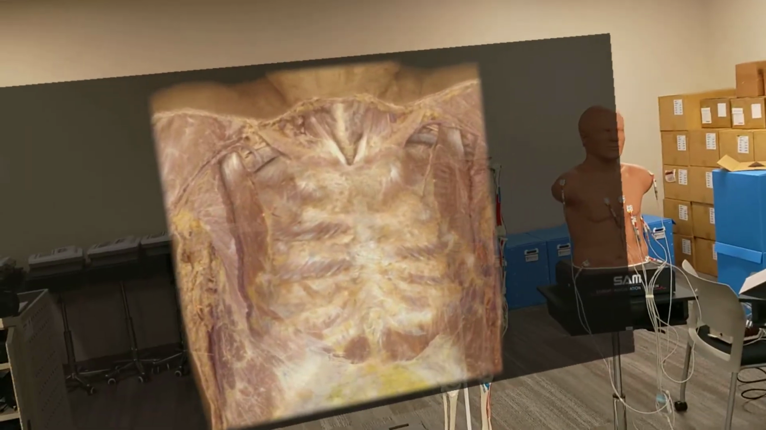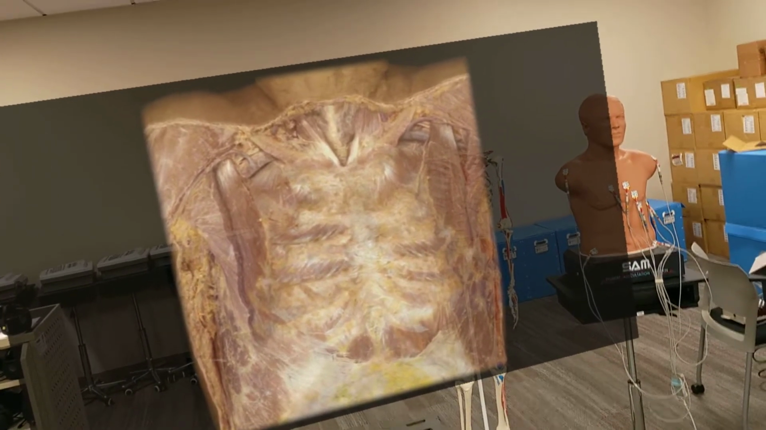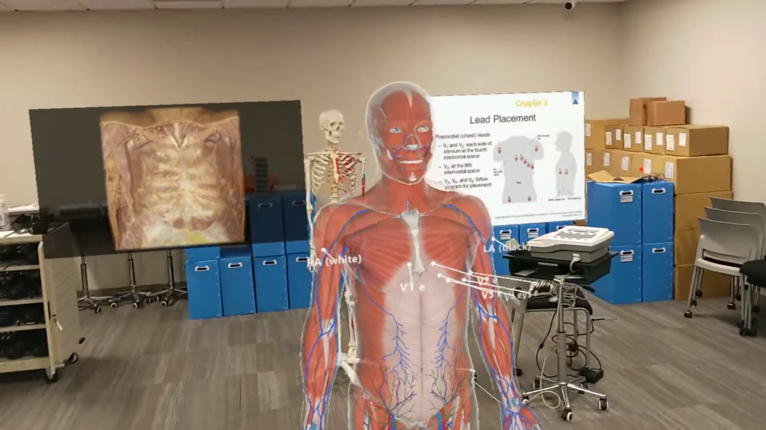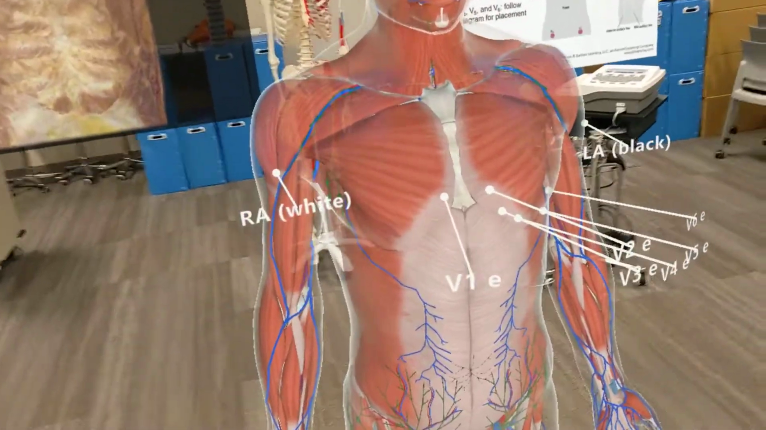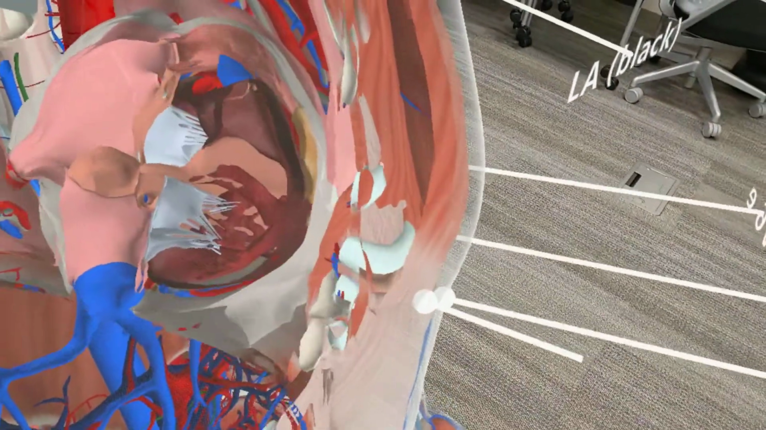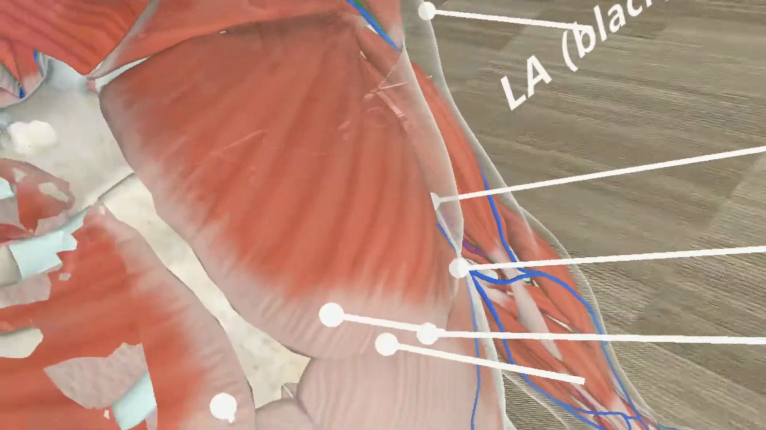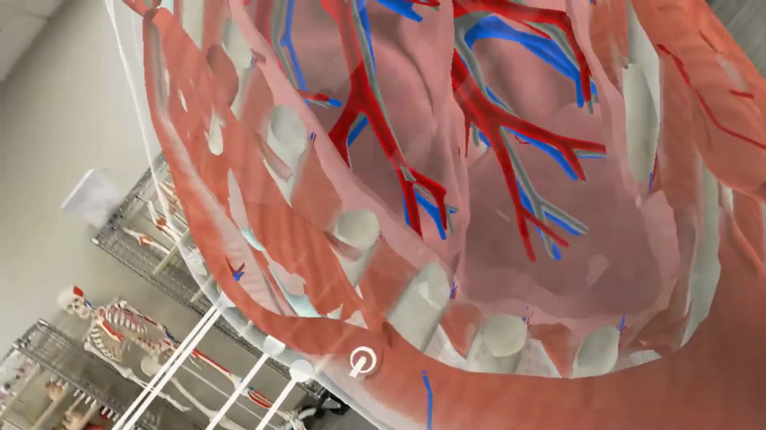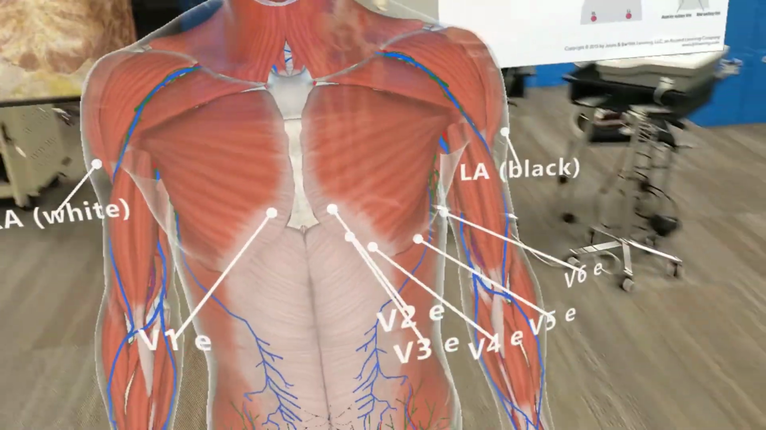Here's a cadaver that shows the dissected specimen up to the thoracic cage or cavity. This is how you would look at that through HoloAnatomy. The cool thing about this is that we can actually see inside and see what's below these particular placements. So we have V1, V2, V3, V4, V5, and V6. And you can see V6 will look at the heart this way. So we're looking at the left lateral aspect of the left ventricle.